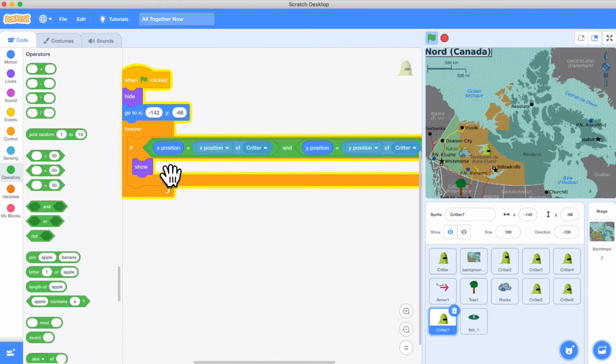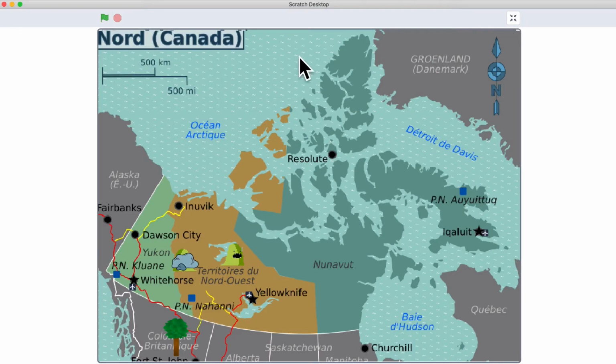Here we are at the beginning of the game. It's going to hide, all wrapped in a forever block. If the X and Y positions match of critter 7, who's hiding behind this rock here, with the seeking critter, then critter 7 will show.